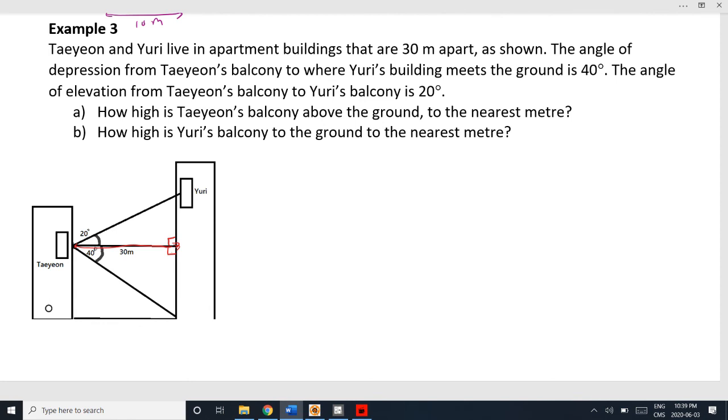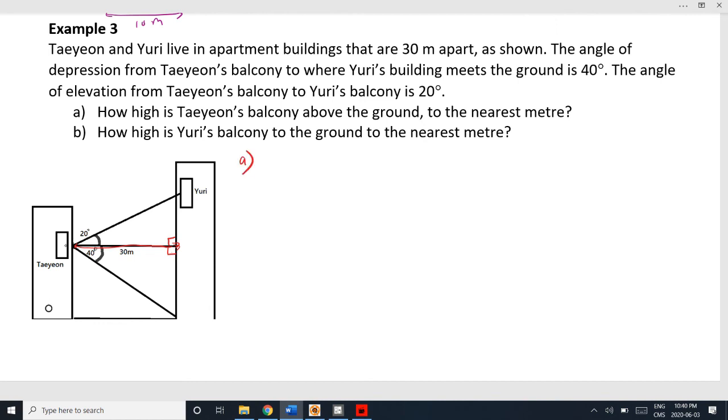And the angle of elevation from Taeyeon's balcony to Yuri's balcony is 20 degrees. So looking up from the balcony is 20 degrees to Yuri's balcony. Question A asks, how high is Taeyeon's balcony above the ground to the nearest meter? So let's go ahead and solve this. We'll say this is the solution for A over here.